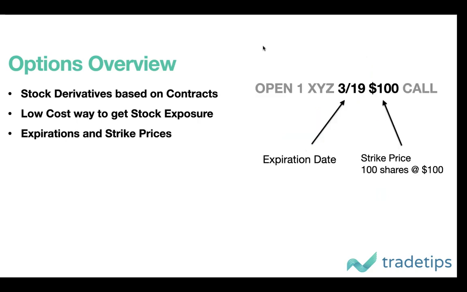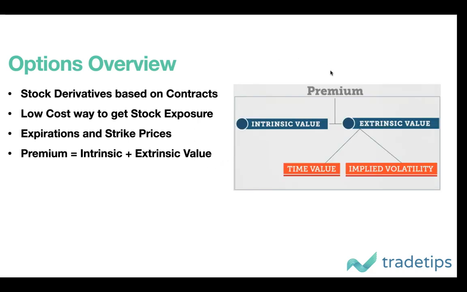Remember too that the expiration date and the strike price play a big role when it comes to the premium of the option, so it's important that we choose those correctly, and we'll be talking about that in a later video. And in order to calculate the premium, it is just the intrinsic value plus the extrinsic value, and the extrinsic value includes how much the price swings, including how much time is left in the expiration.